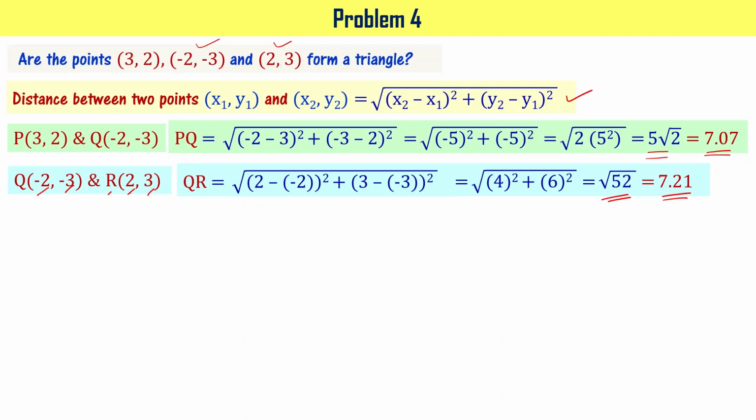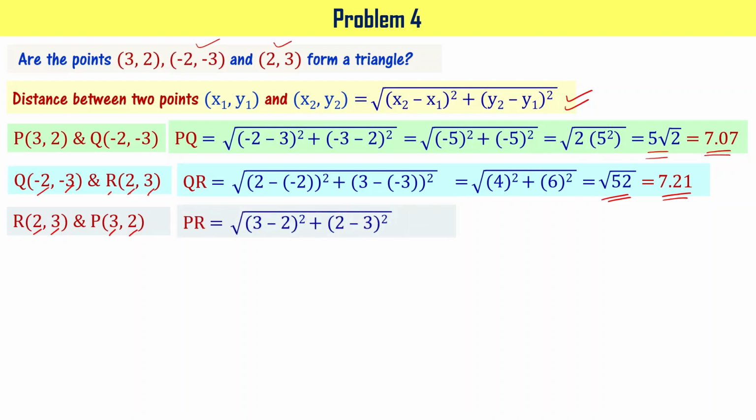Now let me find the distance between the other pair, that is R and P. Here, this is your x1, this is y1, this is x2, this is y2, right? When you substitute that into this particular formula, you're going to get PR equal to 1.41, that is root 2. For all these, I have chosen only 2 digits after the decimal point.